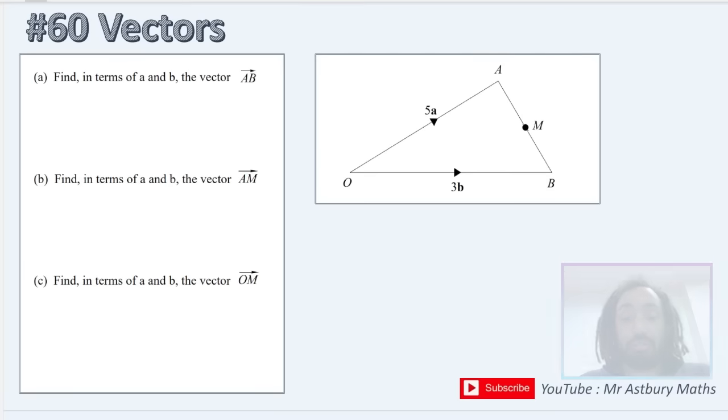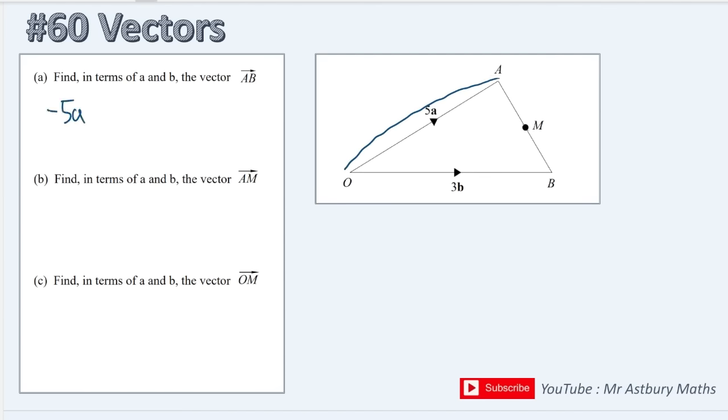Okay, let's do it. So it's asking me first to find A to B. So A to B, well, I can't go down that way because I don't know any of the little mini vectors. I can go back this way, so that's minus 5a, it's going against the direction of 5a, and then I can go this way along, which is going with the direction of 3b.